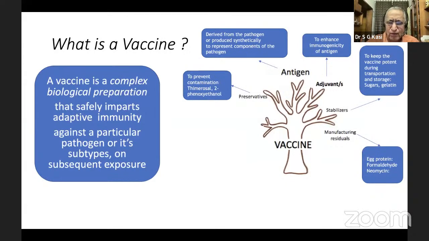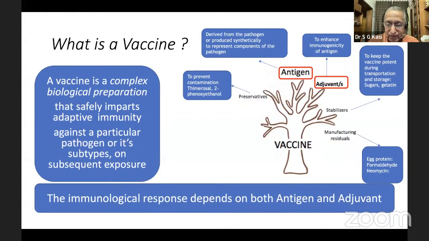Of course, these are in very minuscule quantity, not really very important, except when you have allergies to vaccines, you have to look into these components of the vaccines. But if you look at the immunological response, of paramount importance are the antigen and the adjuvants.